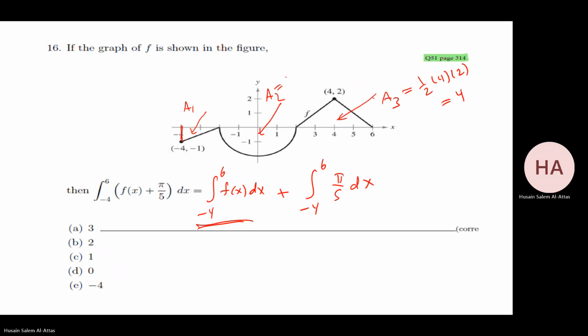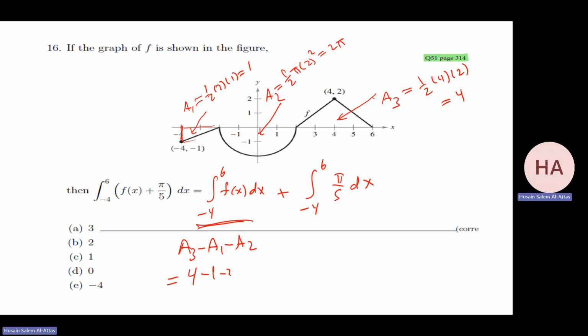This one, half by r squared, which is 2, so it will be 2 pi. This one is what? This is 2, this is 1, so half times 2 times 1, which is 1. So this integral will be A3 minus A1 minus A2. And that will be 4 minus 1 minus 2 pi, which is 3 minus 2 pi.